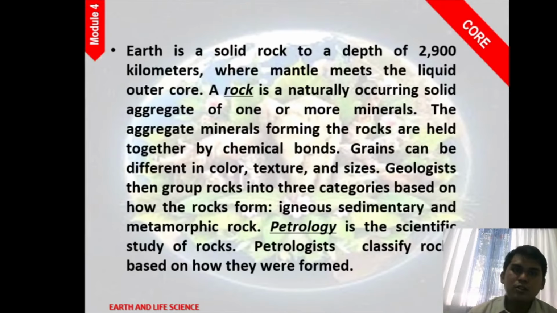Earth is a solid rock to a depth of 2,900 kilometers, where the mantle meets the liquid outer core. A rock is a naturally occurring solid aggregate of one or more minerals. The aggregate minerals formed in the rocks are held together by chemical bonds. Grains can be different in color, texture, and sizes. Geologists then group rocks into three categories based on how the rocks form: igneous, sedimentary, and metamorphic rock.